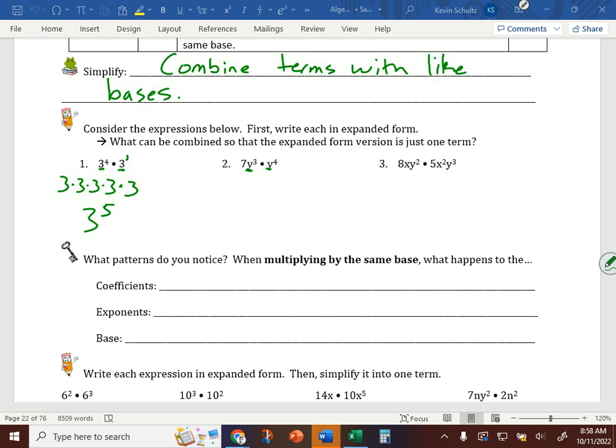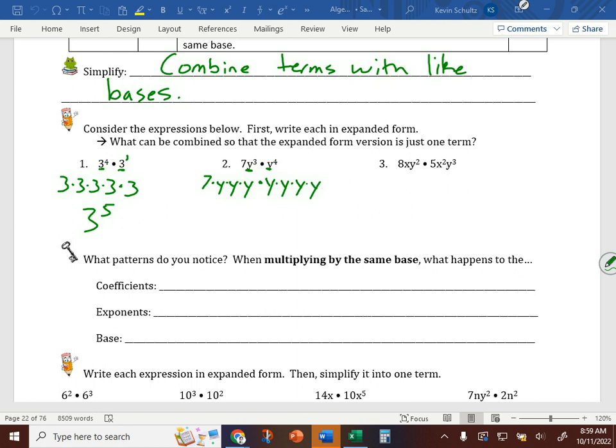What is 7y cubed in expanded form? 7 times y times y times y. That 7's a coefficient. There's only one of them. No parentheses here, so 7 times y times y times y. And we're multiplying that by our second term, which is what in expanded form? y times y times y times y.